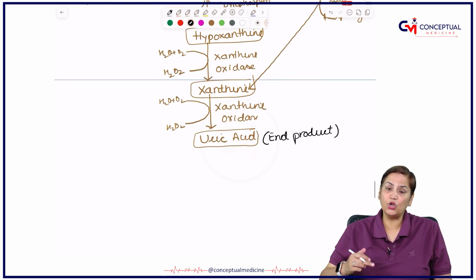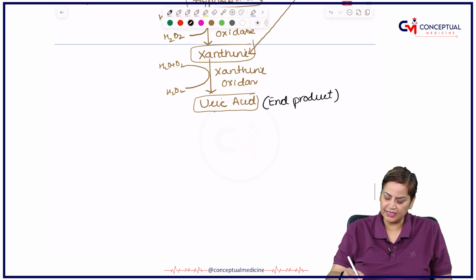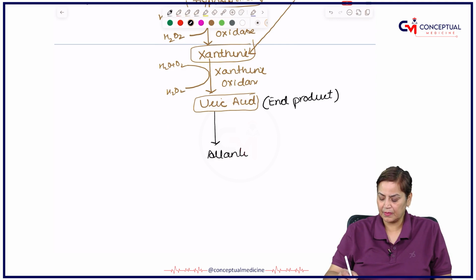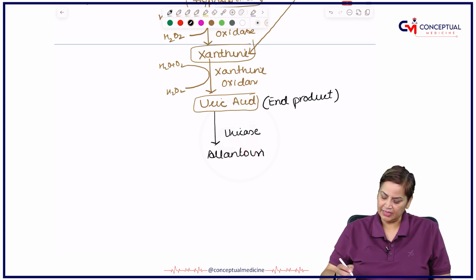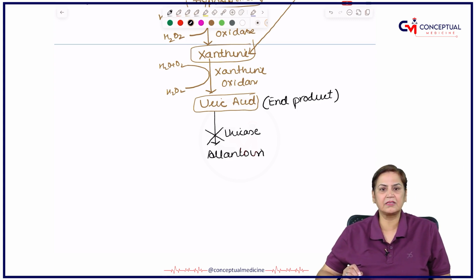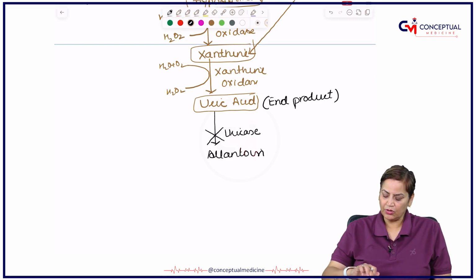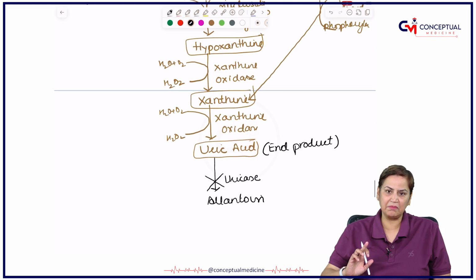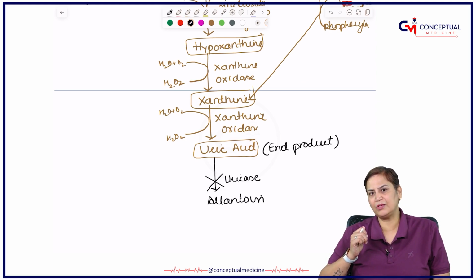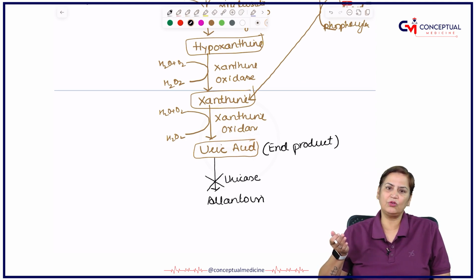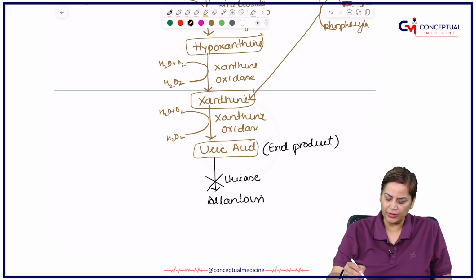But in non-primates, this uric acid is converted into allantoin with the help of the enzyme uricase. But this is not there in us. Okay, so this is very important. We have to keep one thing in mind, that whether it is adenosine monophosphate, guanosine monophosphate or inosine monophosphate, the end product is uric acid.